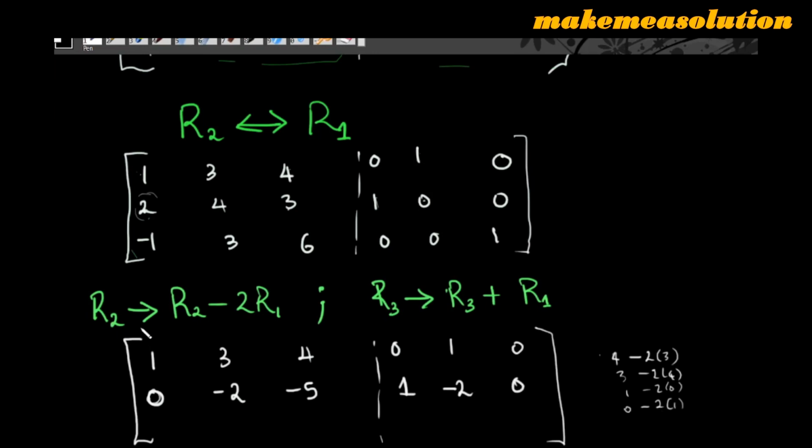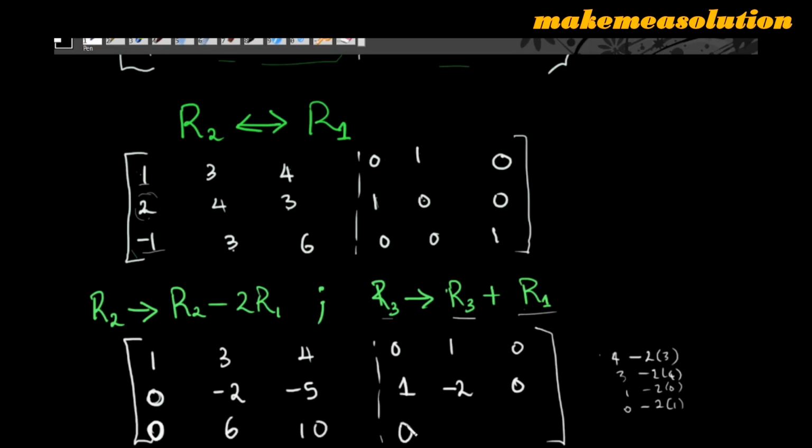Okay, so we'll repeat the same thing in row 3. So the new row 3 will be the old row 3 plus row 1. So -1 plus 1 will give you what? 0. Okay, so you've converted it to 0. So 3 plus 3 will give you 6. 6 plus 4 gives you 10.